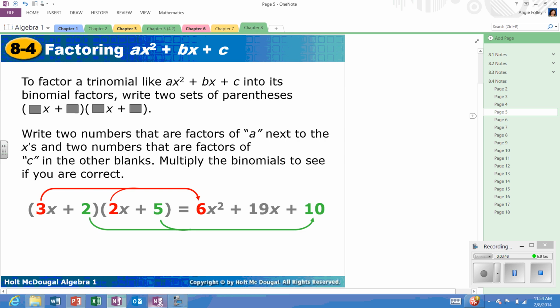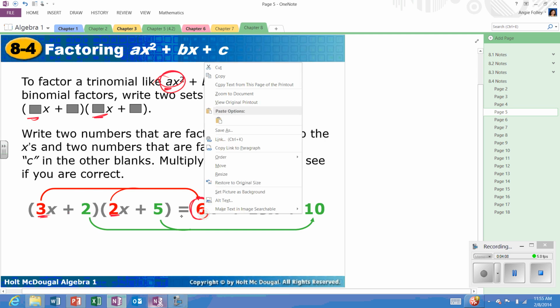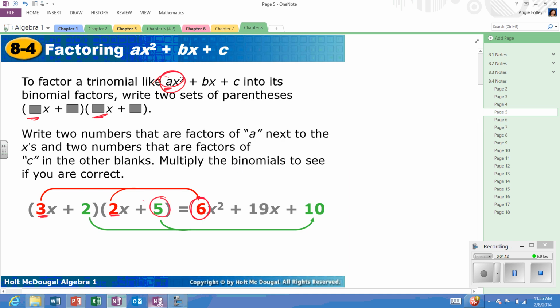To factor a trinomial that has a number other than 1 out in front of the x squared into binomials, we still write two sets of parentheses. So we know that we're going to have an x times x, but there's going to be some number in front of the x. And then two numbers that are factors of this first one. So we need to know what are factors of this first term, so things that multiply together to give me that first term. And then these numbers multiply together to give me this last term.